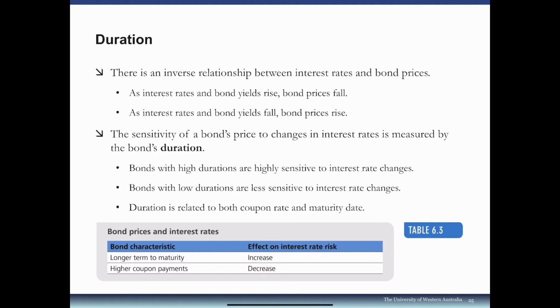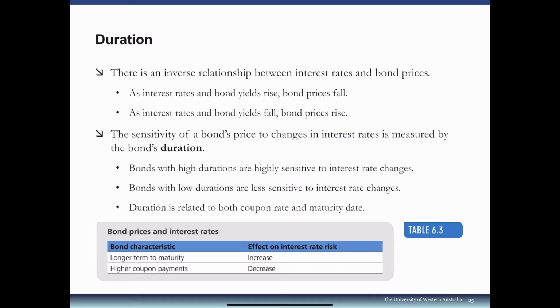But here, we'll just be focusing on a few factors. A bond with high duration means it's highly sensitive to interest rate changes. With low duration, that means it's less sensitive to interest rate changes. And what we're focusing on is two characteristics of a bond. The first one is the term to maturity, and the second one is coupon payment. So here we're saying the longer the term to maturity, the higher the duration, and the bond will have a greater impact from interest rate risk.